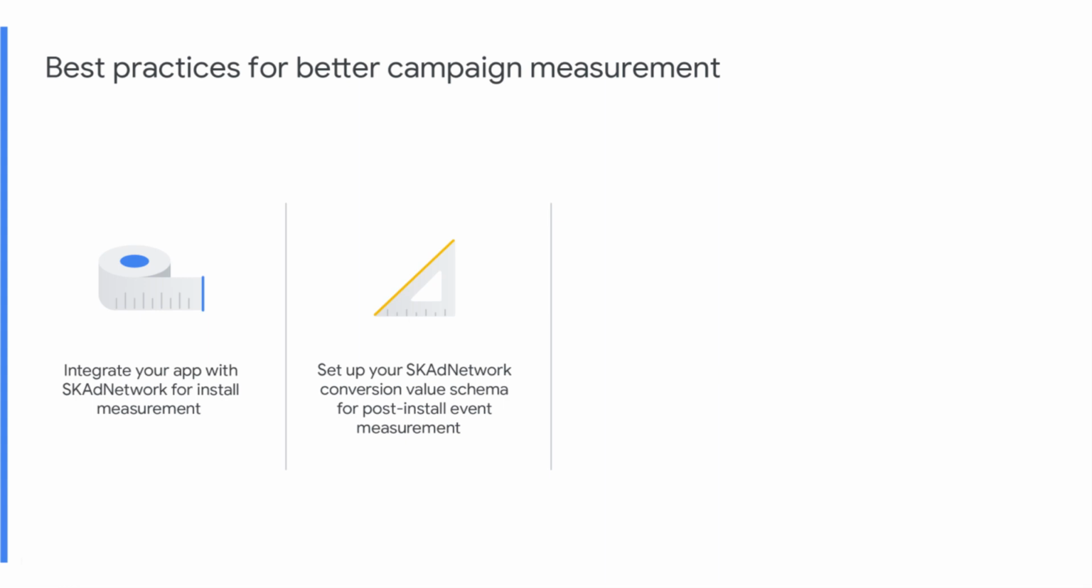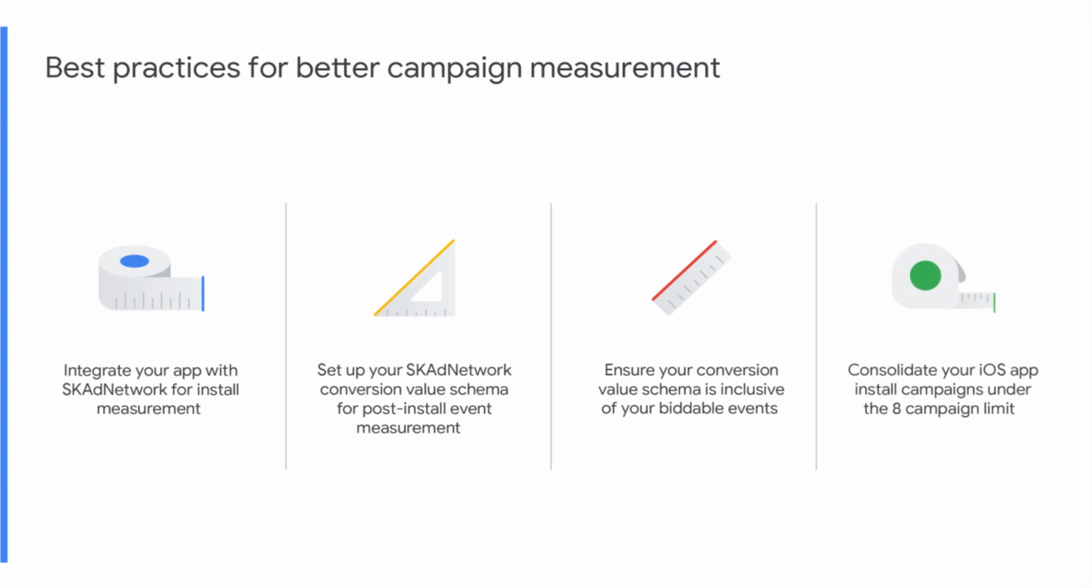In the future, Google Analytics 4 will also be supporting this SKAdNetwork functionality if you are solely using it for Google Ads. When setting up your schema, ensure that it is inclusive of the events you plan on optimizing your app campaigns for. To encourage accurate SKAdNetwork campaign reporting, consolidate campaigns to be under the 8 campaign limit for iOS, as more campaigns may obscure measurement within SKAdNetwork.